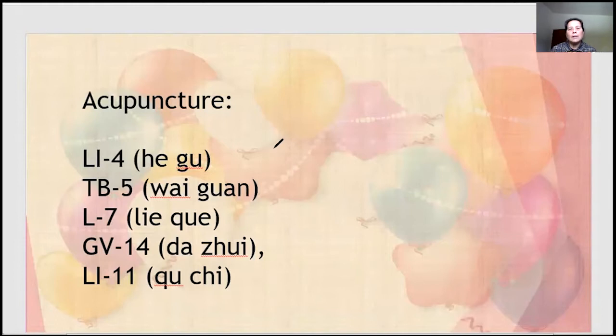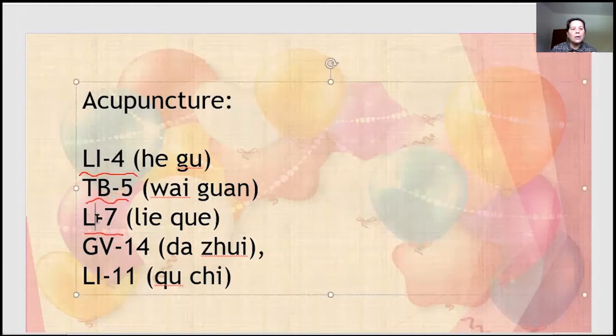Same illness, different pattern, we treat a different way. So for this illness with external invasion in the wind heat pattern, we still use LI4, SJ5, lung 7 to relieve the external, and GV14, LI11 to clear heat. So we use pretty much the same as for measles.